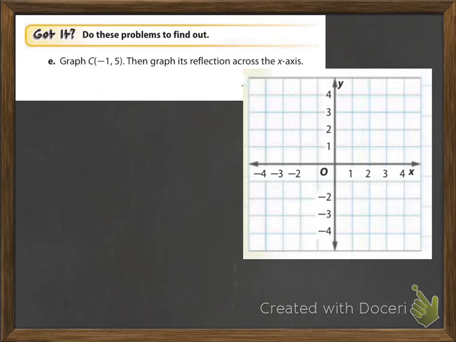Hope you did well with that. The first thing says to graph (-1, 5). So we're going to go ahead and graph -1, which will be back 1, and up 5, which will be way up here to the top where I graphed in red.